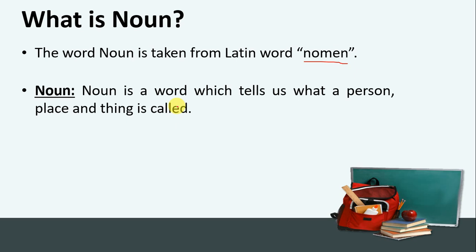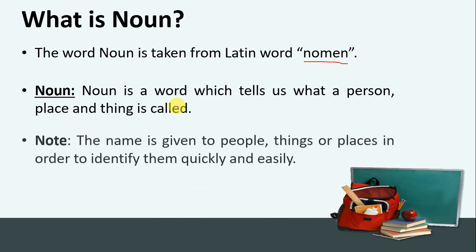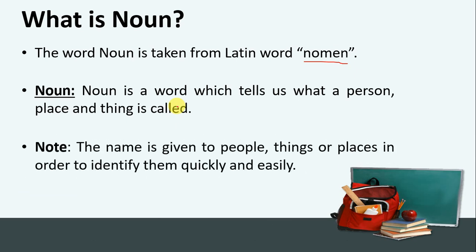We have some very common definition for the noun, that noun is the name of person, place or thing. This is also an acceptable definition. I don't say that this is a definition which can be generally accepted, but this is a definition that a lot of people accept and they agree on this. Okay, so we say that the name is given to people, things or places in order to identify them quickly and easily.